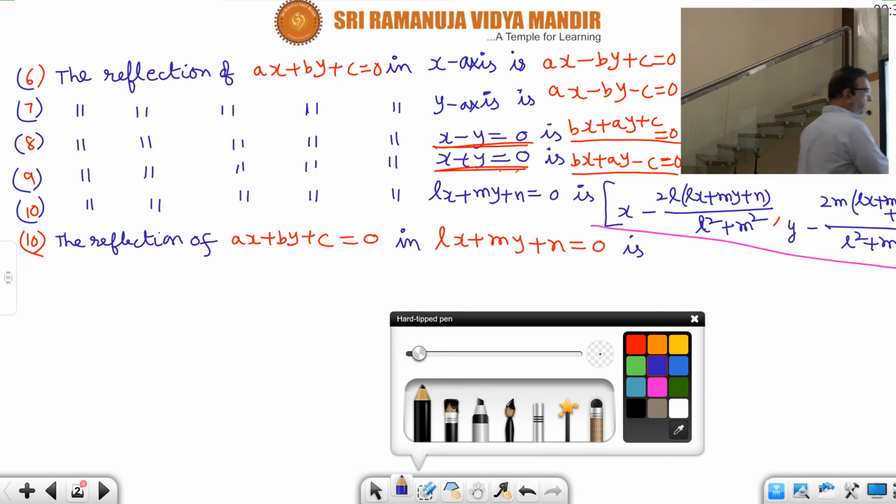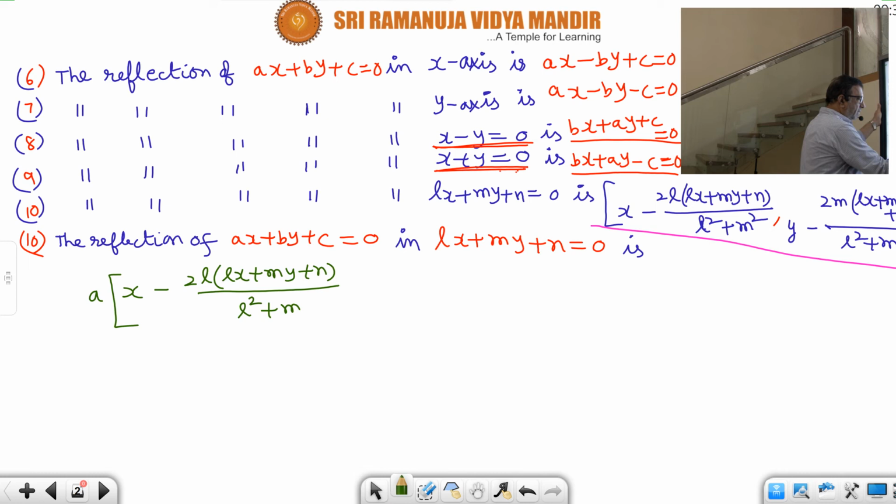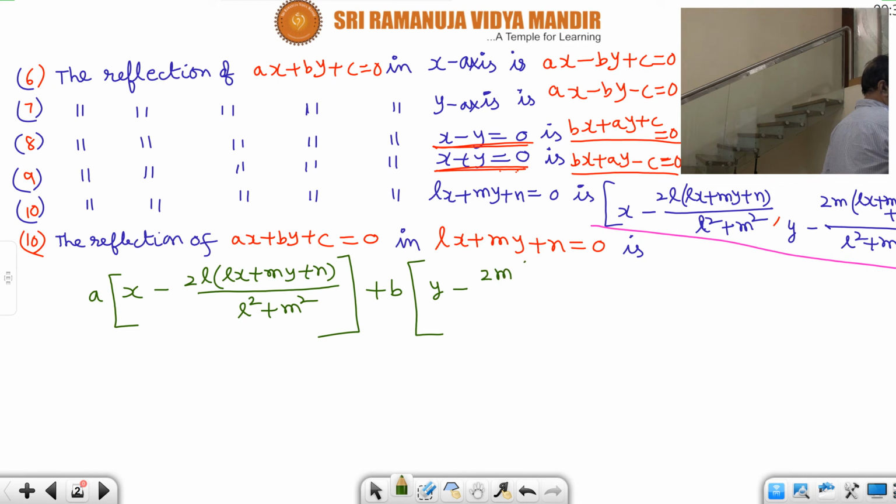So, a into, I will use green color. A into what? Tell me. Correct. X minus 2l into Lx plus my plus n by L square plus m square, close the bracket. Next what? Plus b into y is what? Y minus 2m into Lx plus my plus n by L square plus m square.